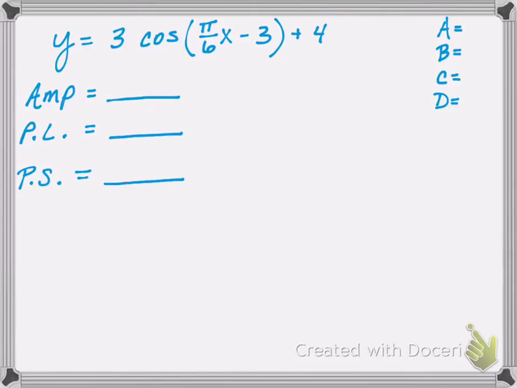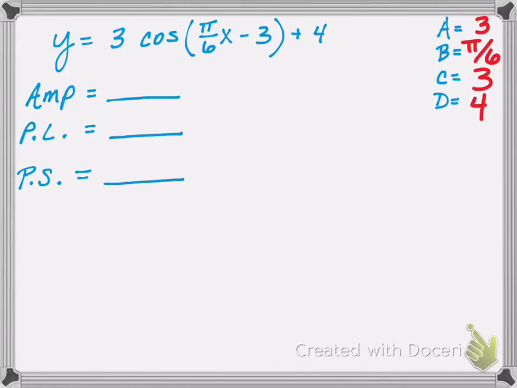Here we have y equals 3 cosine (pi over 6)(x minus 3) plus 4. So here we should be able to see A, B, C, and D pretty easily. A is 3. B is pi over 6. C is actually a positive 3. C is the opposite of whatever is in parentheses. And then D is 4.